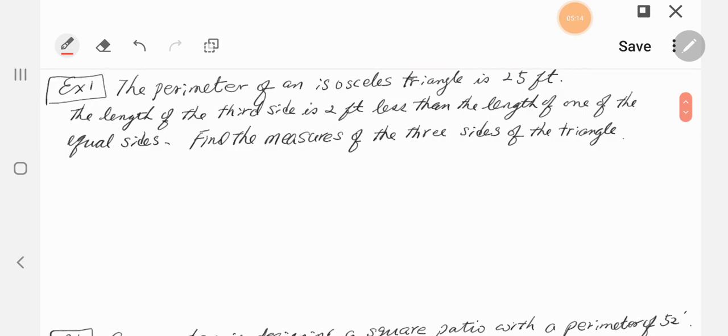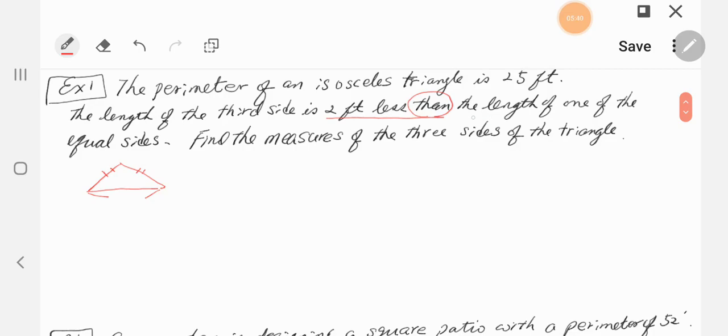Okay, example 1. The perimeter of an isosceles triangle is 25 feet. Isosceles triangle means two side lengths are equal, right? So this length and this length are equal. The length of the third side is 2 feet less than the length of one of the equal sides.